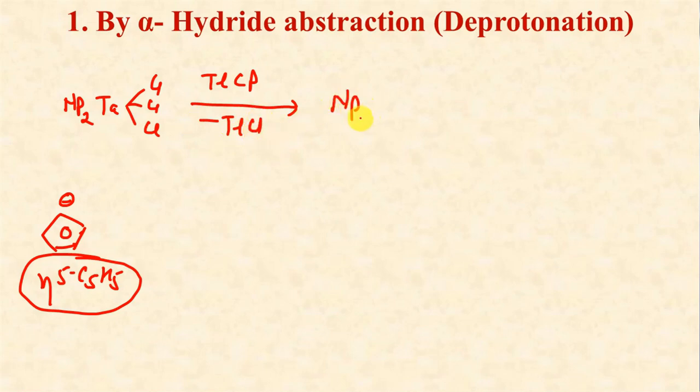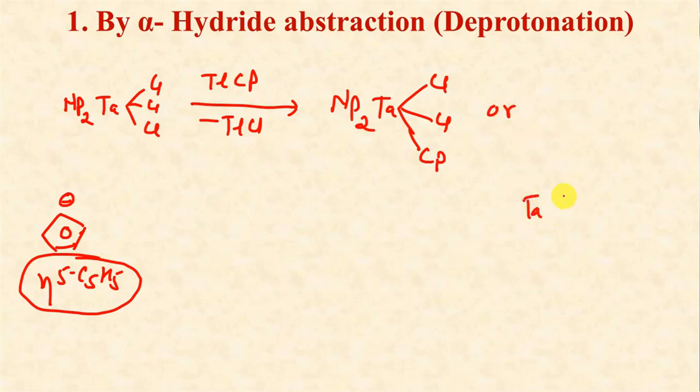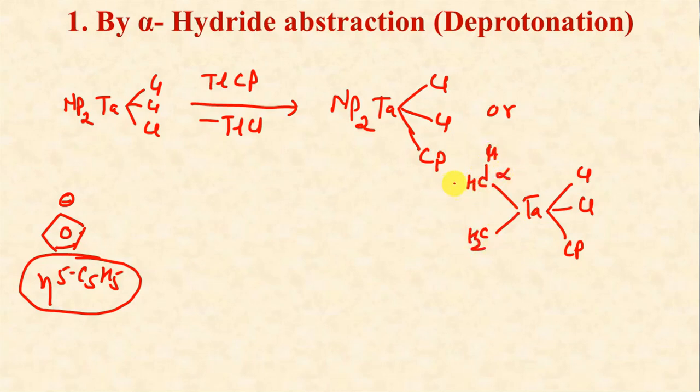What will we get? We will get NP2TaCl2 with Cp. Here we have Cl, here we have Cl, and one of the positions is now occupied by Cp, or this can be represented as Ta. Here we have those Cl, Cp, and 2 NP substituents which can be shown as CH2. Here is that H, which is basically the alpha hydrogen. Here we have a tertiary butyl group, and here we also have a tertiary butyl substituent.